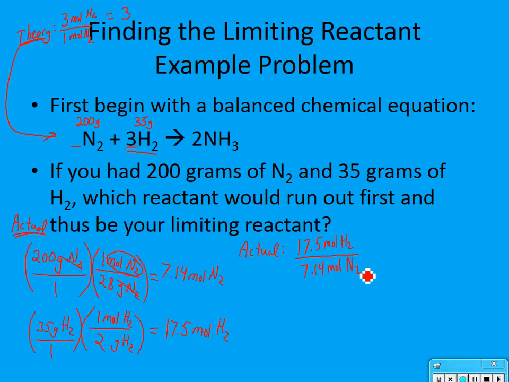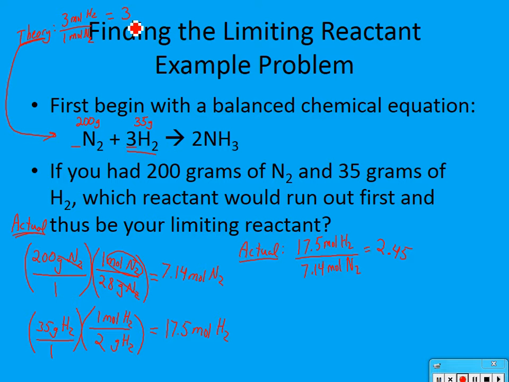Okay. Now let's see what that is. What's 17.5 divided by 7.14? Are you guys getting 2.45? So that ratio actually is 2.45. What should it be in theory? It should be 3 in theory.